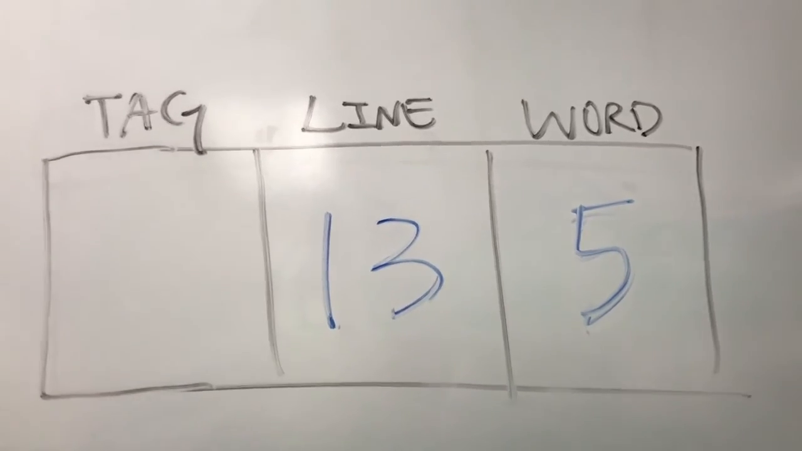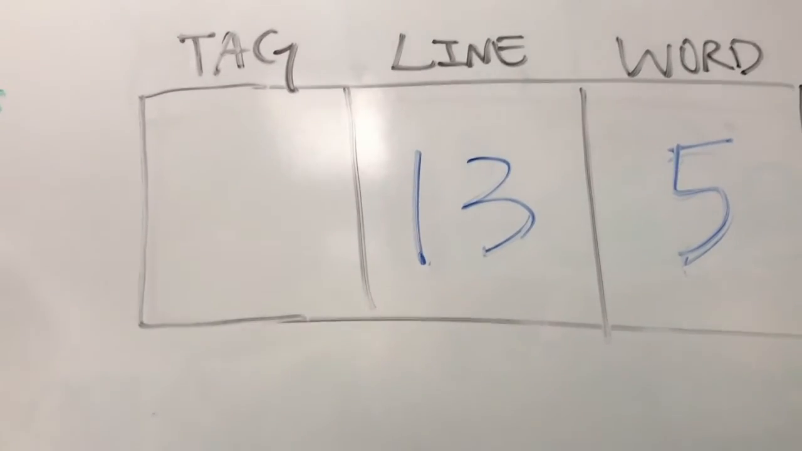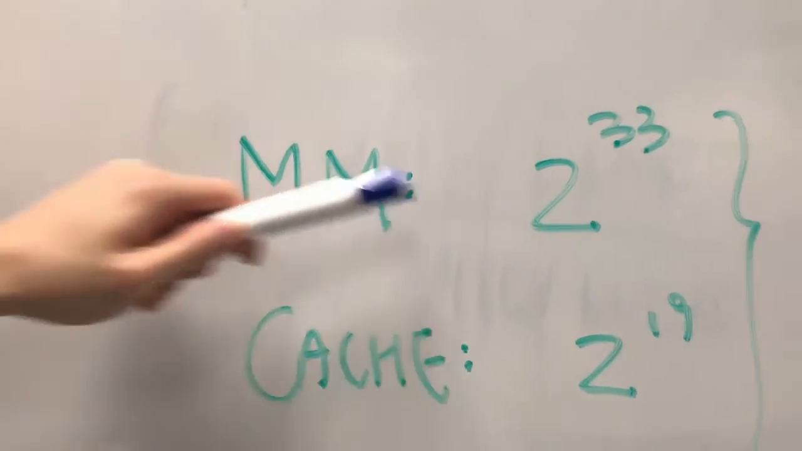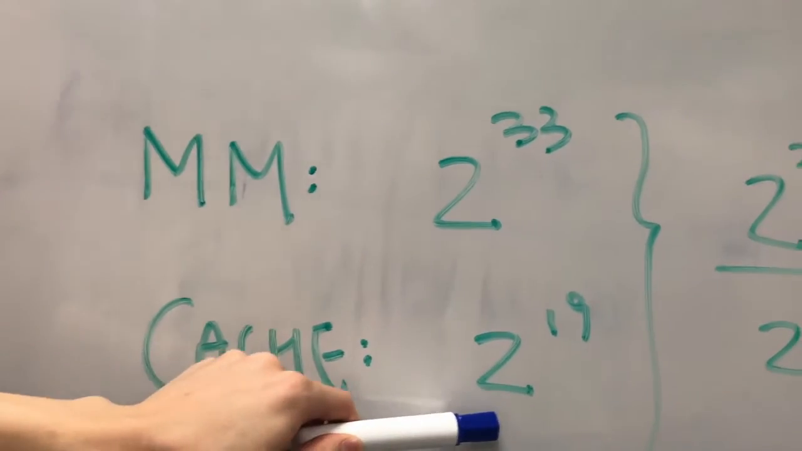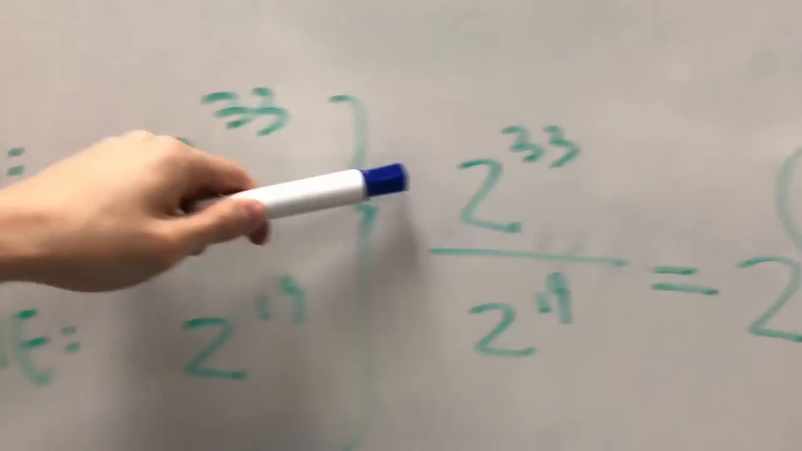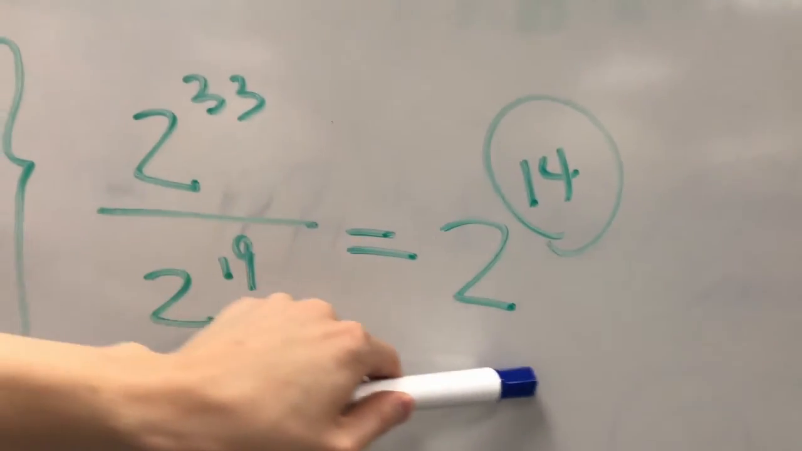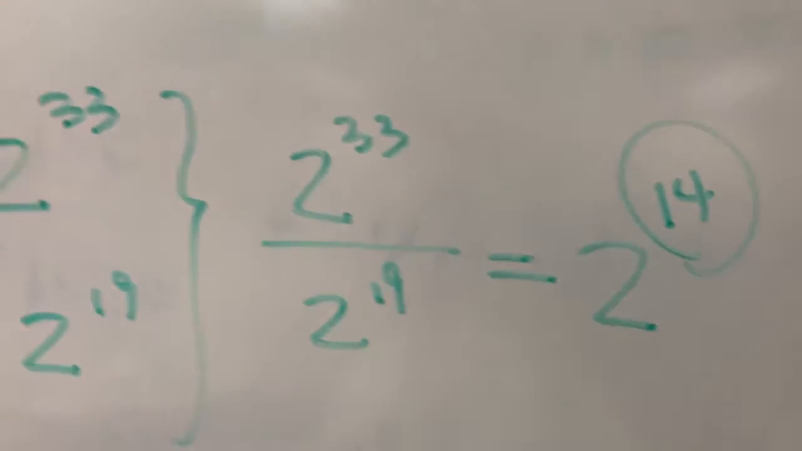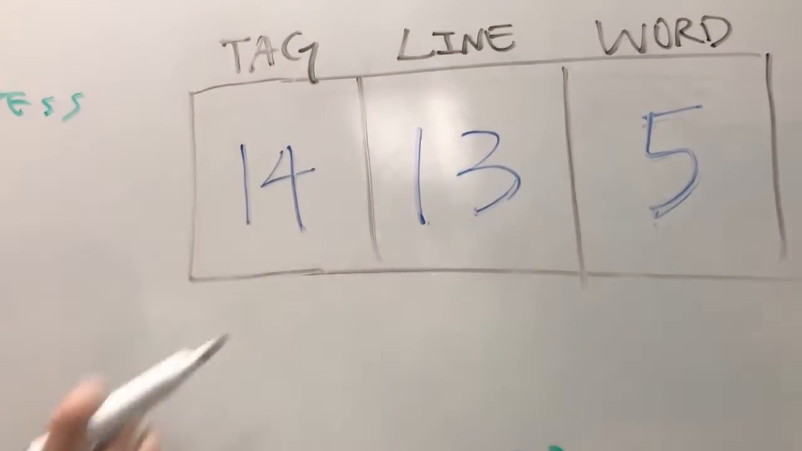So now we just have to figure out how many bits are in the tag. We know that the memory is always larger than the cache, and that the memory is 8 gig, so that's 2 to the power 33 bytes. And we know the cache is 2 to the power 19 bytes. So how many times can the memory fit in the cache? So we have 2 to the power 33 divided by 2 to the power 19, which gives us 2 to the power 14. So log base 2 of 2 to the power 14, we get 14.